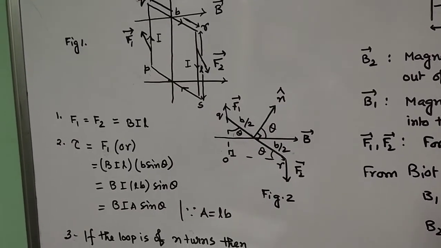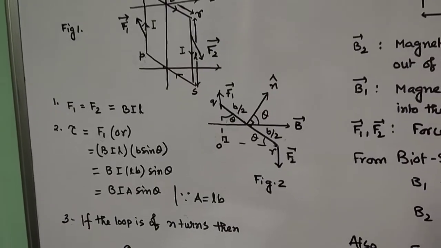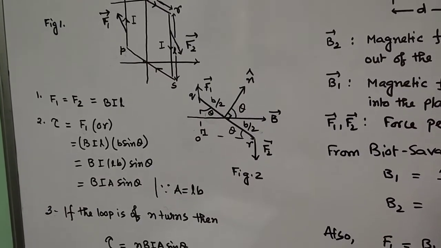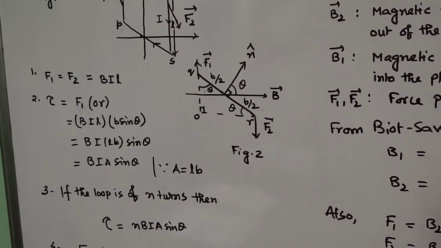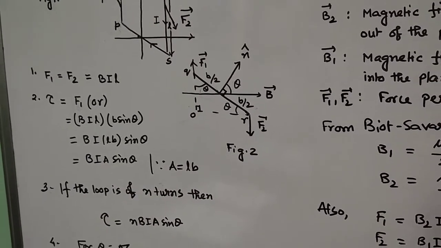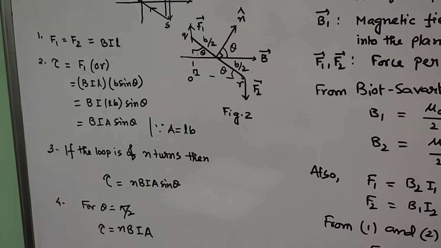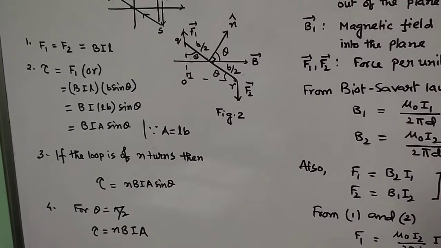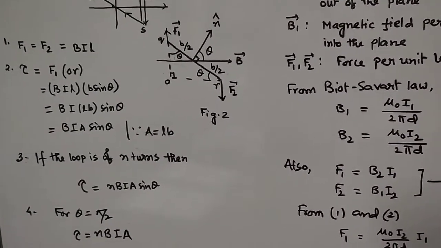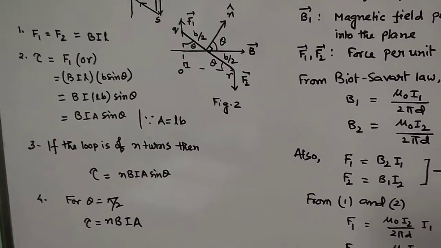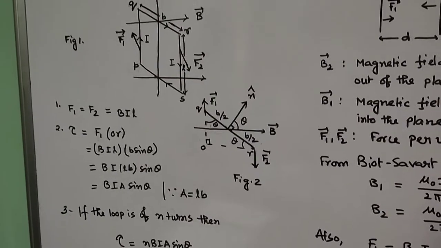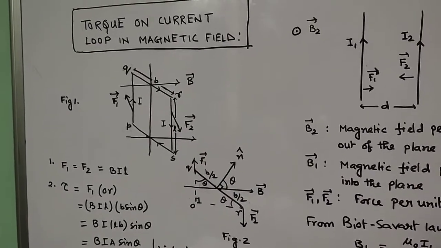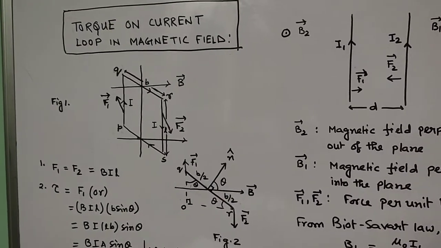So torque equals BIA sin theta. Now if the loop is of n turns, then you simply have to multiply by small n, that is tau equals NBIA sin theta. For a special case, if theta is pi by 2, then tau equals NBIA, that is the maximum one, and if theta equals 0, then tau is 0. So these are very important topics, and you must understand them. Once you understand, it becomes very clear.